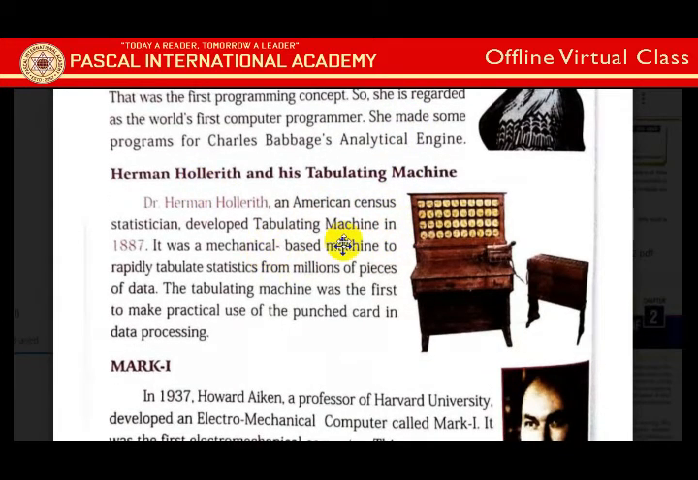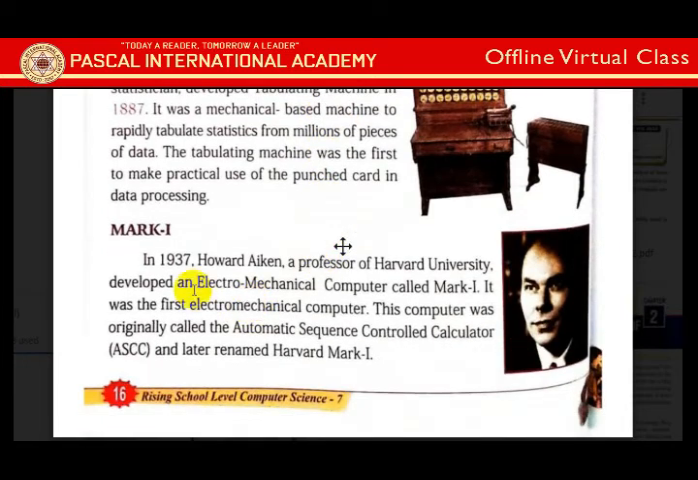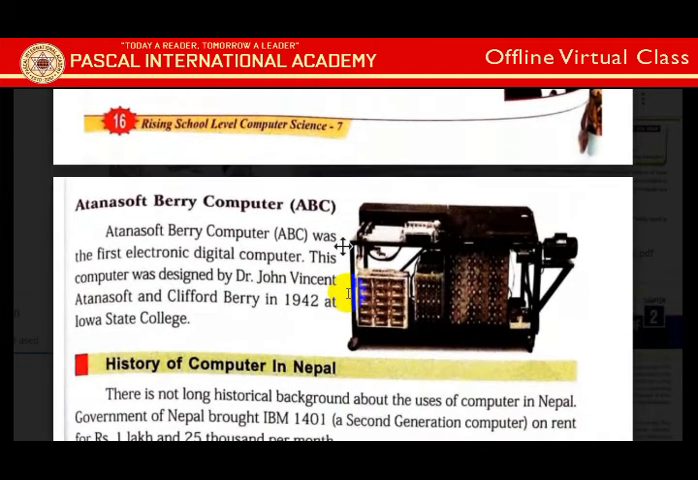He devised a tabulating machine that works very fast. An 8-year-long time was reduced to 8 weeks. Another is Mark First, the electromechanical computer, and this Atanasoff-Berry computer is the electromechanical plus digital computer.